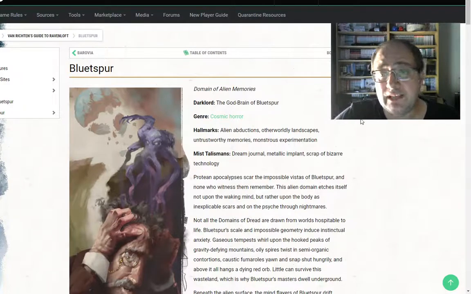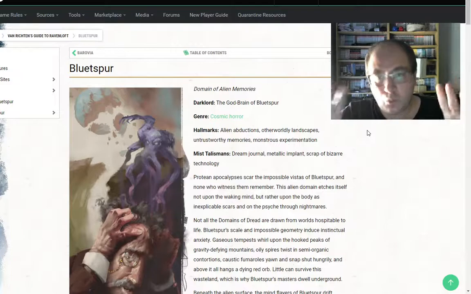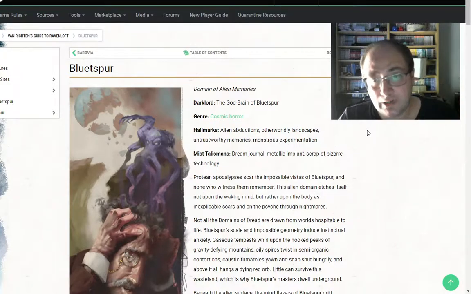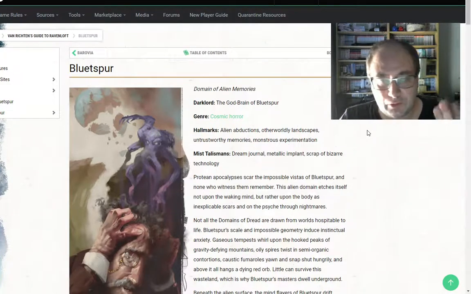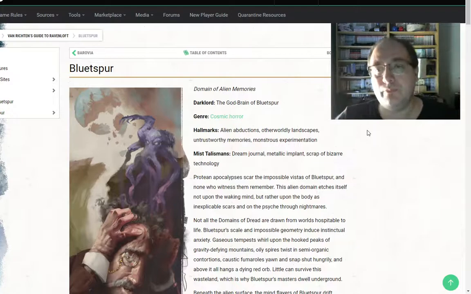And this domain is fantastic because I think you can take it and drop it into any other campaign you have. It doesn't have to be a Ravenloft campaign. If you want a realm where, I don't know, Mind Flayers are coming from, or if you want a twisted wasteland in your setting where no one returns from, kind of like the Mountains of Madness, right? This is perfect. Just take Bluetspur, drop it right in there, boom, instant success.